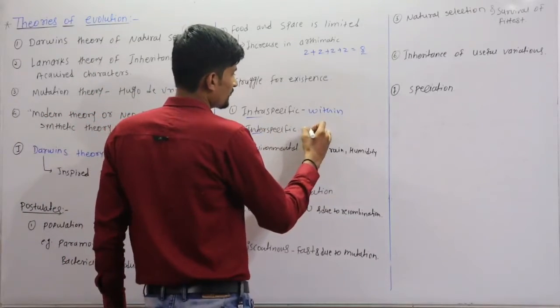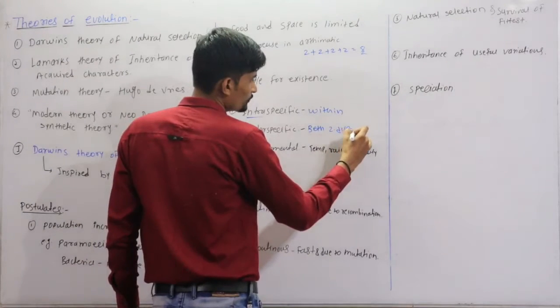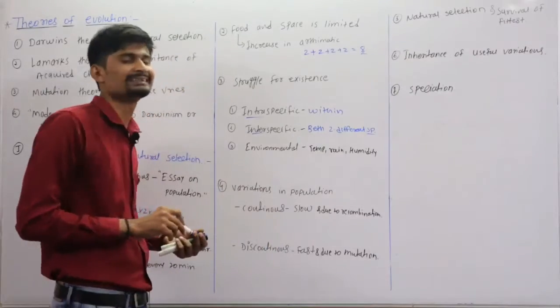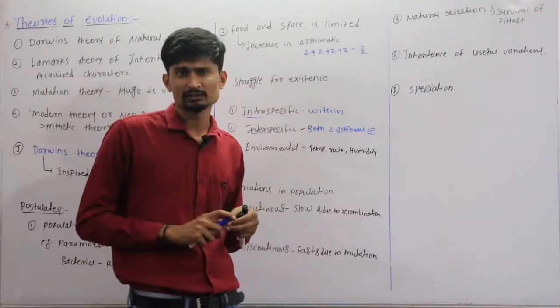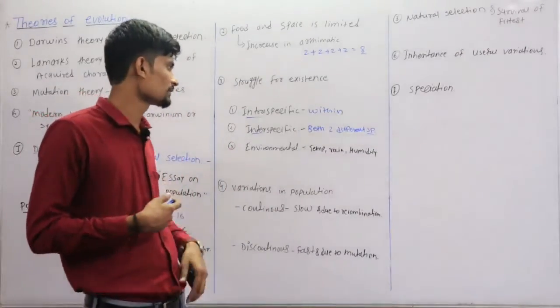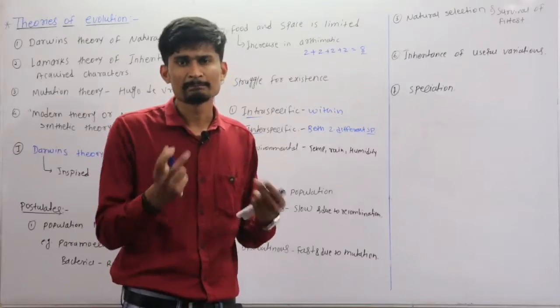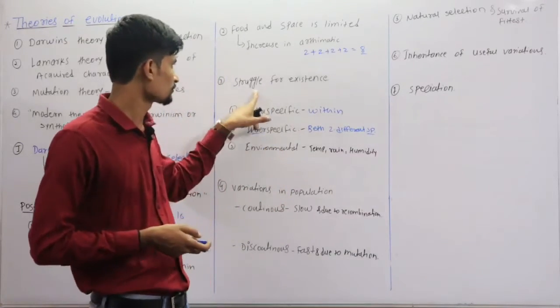Interspecific means between two different species, which is called interspecific struggle. This interspecific struggle may be for the predation of different organisms. Predation is one of the examples of this interspecific struggle.